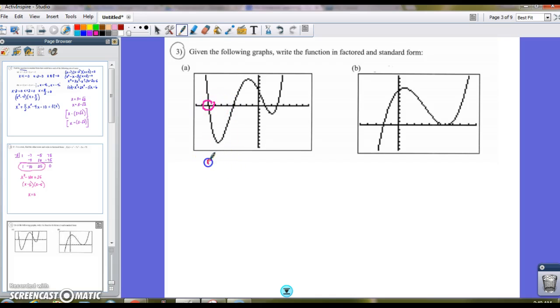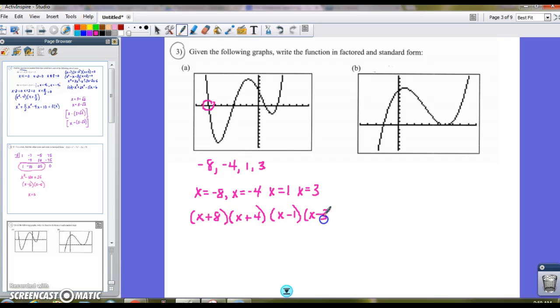So my roots are at -8, -4, 1, and 3. Which means x equals -8, x equals -4, x equals 1, and x equals 3. And so x plus 8 is a factor, x plus 4 is a factor, x minus 1 is a factor, and x minus 3 is a factor. Okay, so that is my function in factored form, and then in standard form I just have to multiply them out.